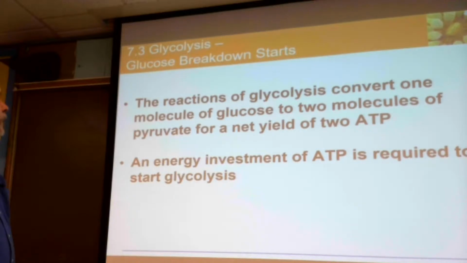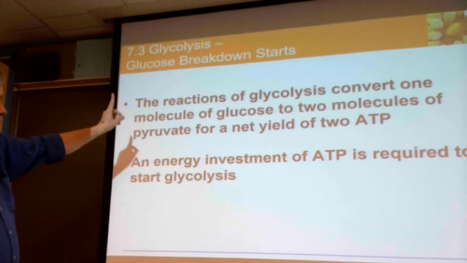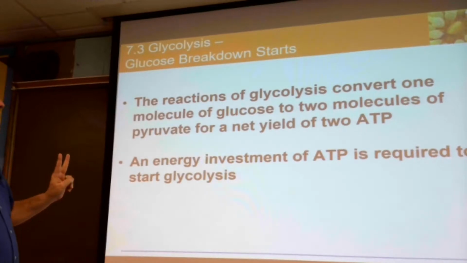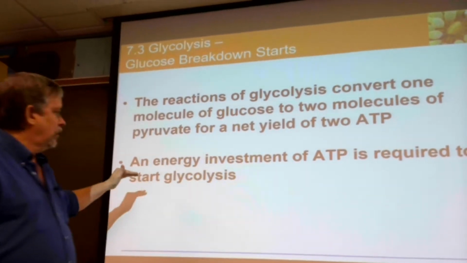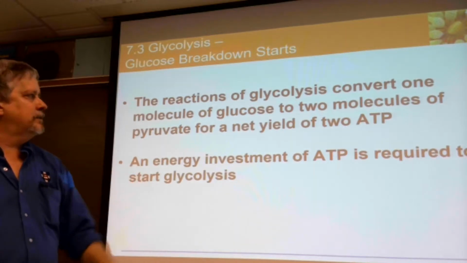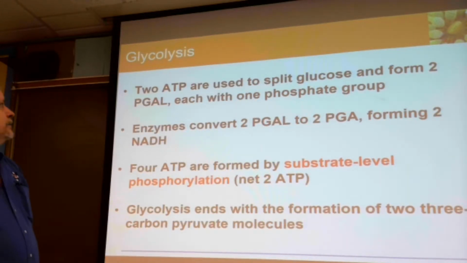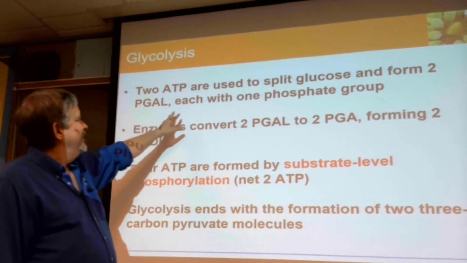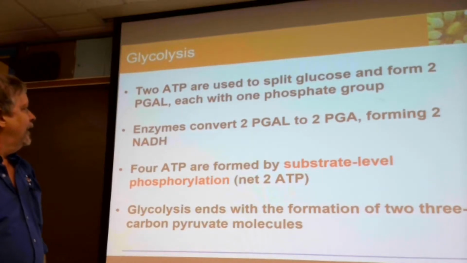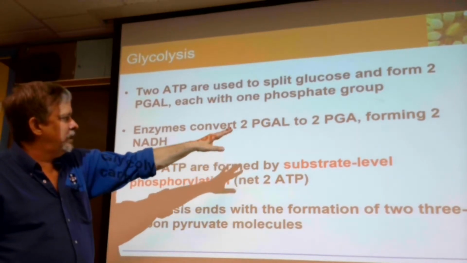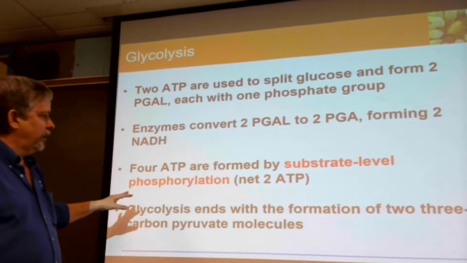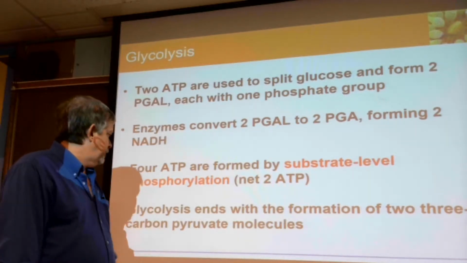All right, so let's talk about glycolysis, where it all starts. The reactions of glycolysis convert 1 molecule of glucose into 2 molecules of pyruvate for just a net yield of 2 ATP. An energy investment of ATP is required to start glycolysis, to have activation energy to get this thing going. So 2 ATP are used to split glucose and form 2 PGALs. There we got our PGALs again from last chapter, each with 1 phosphate group. Enzymes convert 2 PGALs to 2 PGAs, forming 2 NADHs. 4 ATP are formed by substrate-level phosphorylation, which gives us a net of 2 ATP.